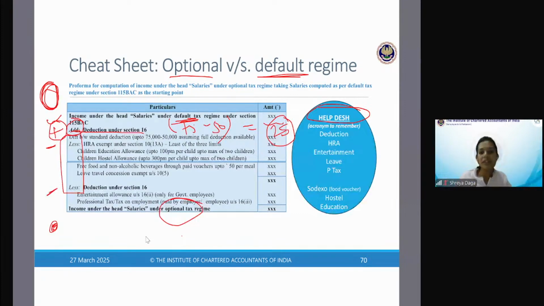Then ma'am, why will we even go for optional? Why will we even go for default? Because tax rate may be higher, may be lower in default, and overall you may have taxable salary ज्यादा, लेकिन tax फिर भी कम हो सकता है under default regime, क्योंकि tax rates कम है उस regime में.